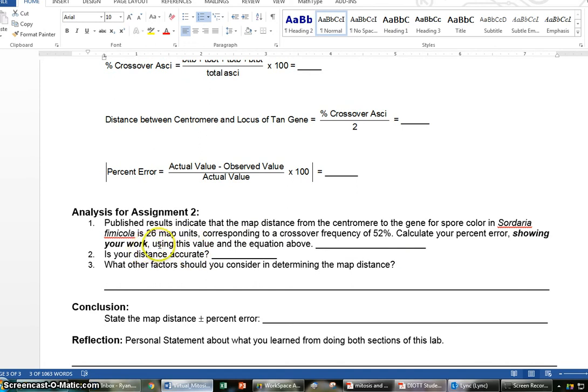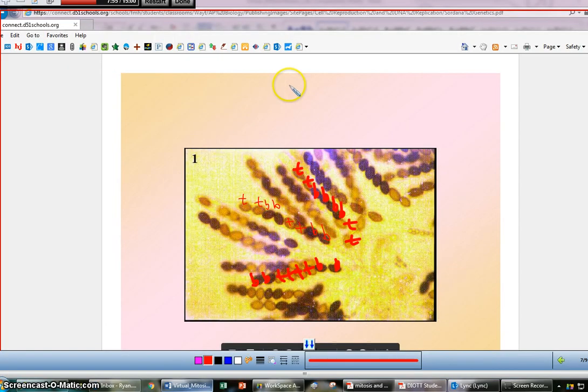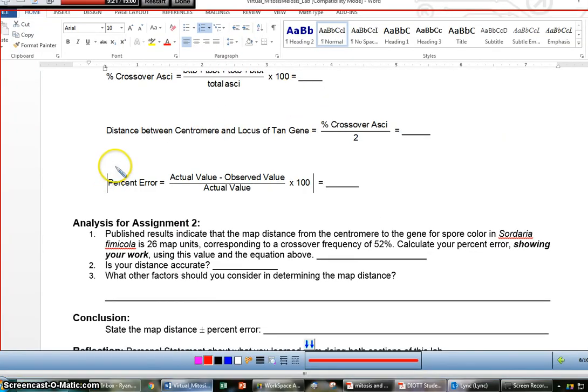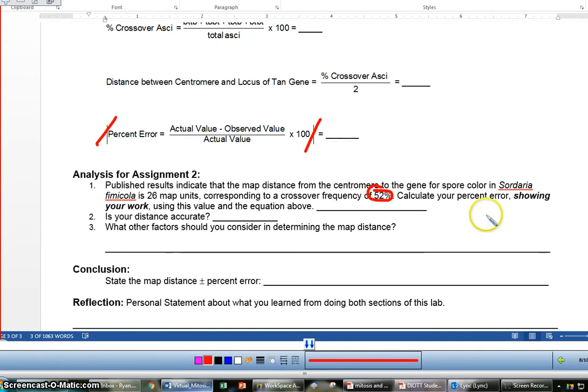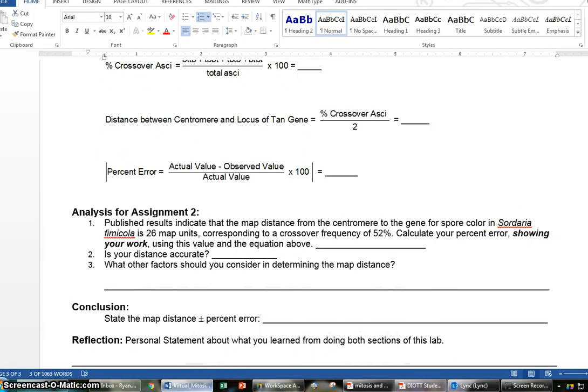When it asks you if your distance was accurate, it says calculate your percent error. I've given you the equation for that. Please recognize that these values, let me go back there really quickly, are absolute values, so you will never have a negative number up here. And I want you to compare what you got with what they got right here for their crossover frequency. And then make sure you state your conclusion. Let me go back here so we can see the rest of the lab.